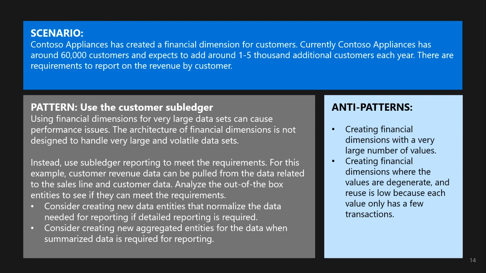And I think that's similar to the other example here, but the flag here is that the main account for the AR subledger, the customer number, is what AR is built on. So, using subledger reporting to meet the requirements, customer revenue data can be pulled from the sales lines and customer data. You can use the out-of-the-box entities to see if they meet the requirements. And you can create new data entities to normalize the data needed for reporting if there's more detailed reporting than what comes out of the box, but it should still come from the subledger. Same for aggregated entities.